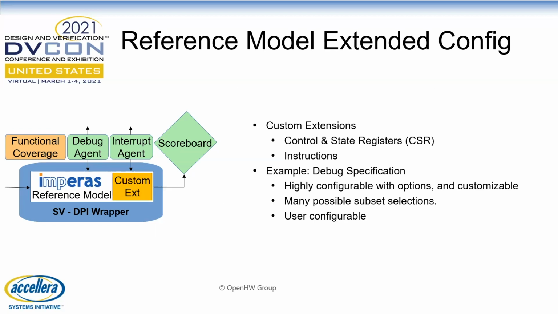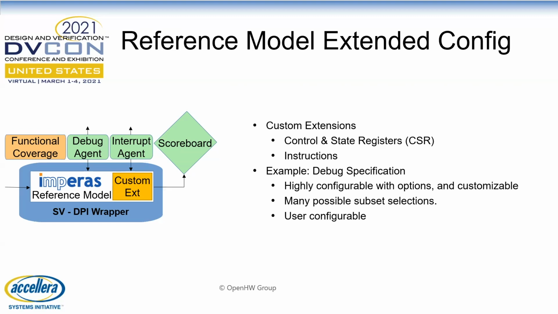Now, in addition to the standard set of supported configurations, the Imperas reference model can be extended to support custom instructions and custom state control registers. More importantly, this is implemented as an extension, not a modification to the existing envelope model. This ensures that previously verified functionality is not inadvertently modified. It's only extended from whatever the base selected capabilities are.